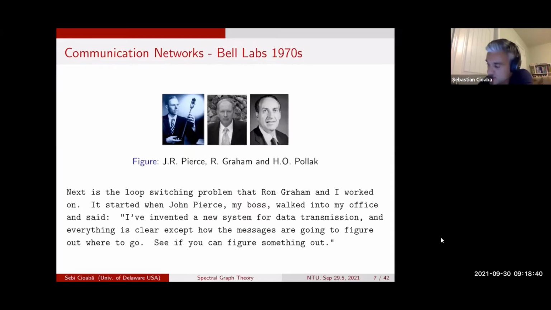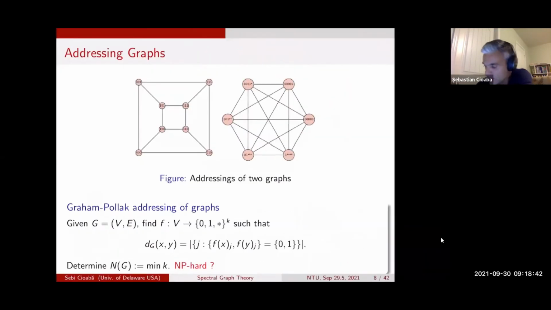So what is this system of data transmission? Well, the idea is that you have this network or this graph, and you want to label the vertices by words over some alphabet of the same length, such that if you pick 2 vertices, you can tell what the shortest path between them is, and you can tell how to go along such a shortest path efficiently.